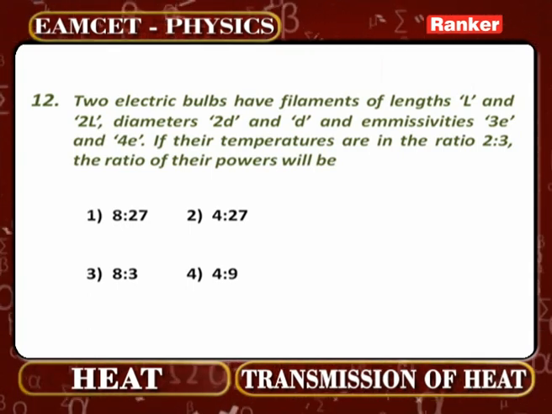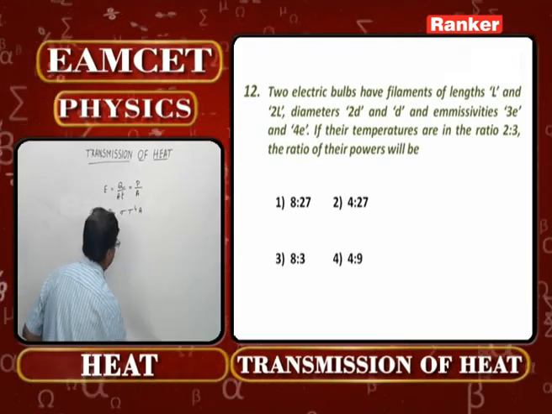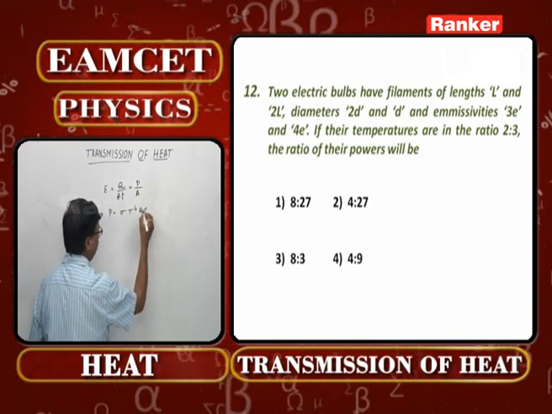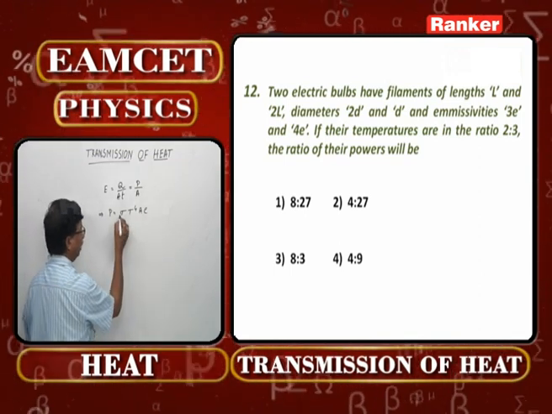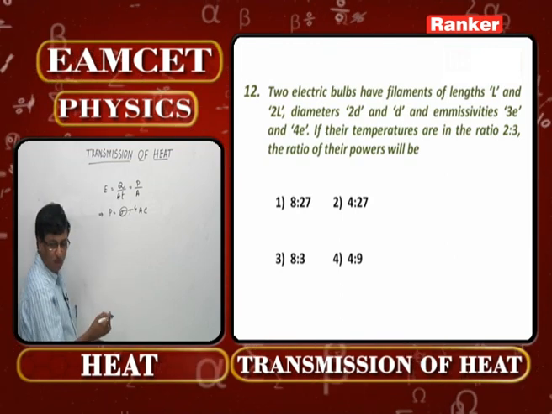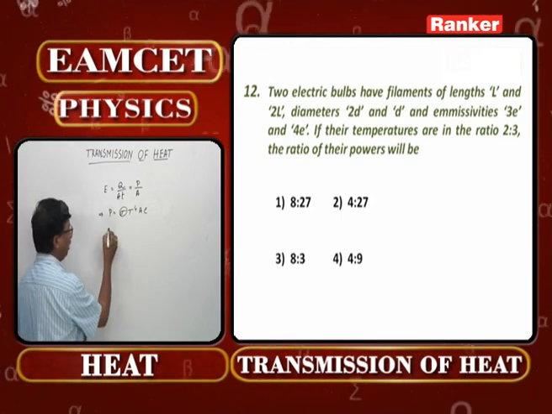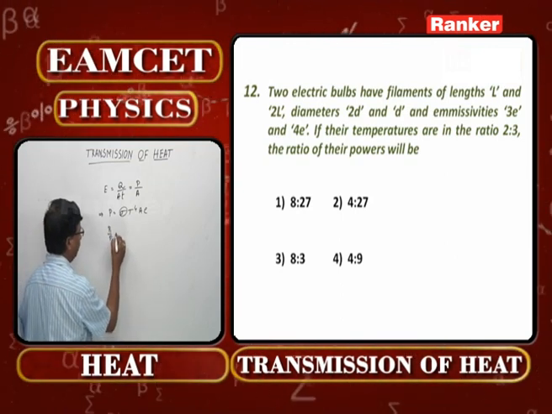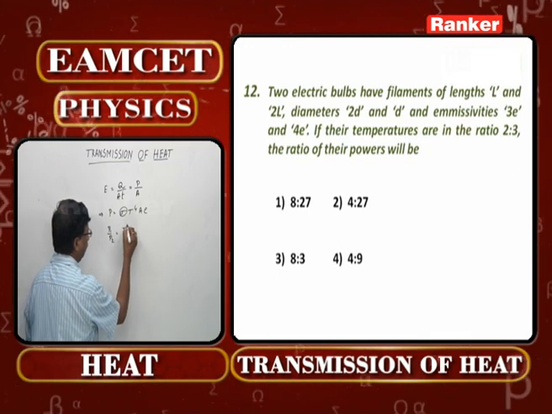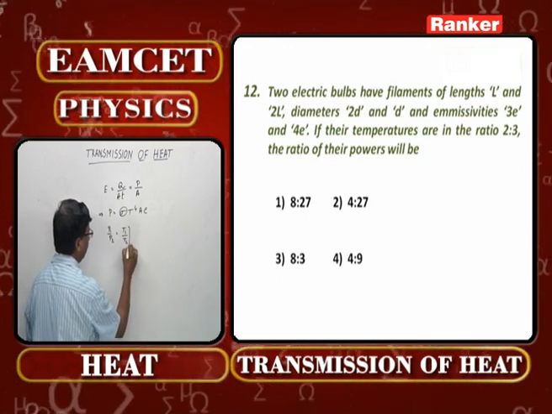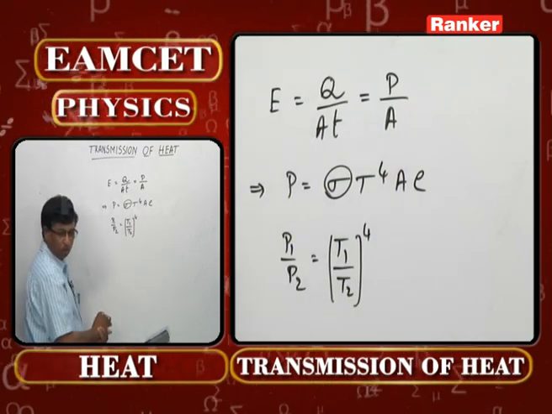Once again, take up the same formula for power as such. But in addition to this, emissivity also should be taken up. So sigma is anyhow constant, we know. So we can write P1 by P2 is equal to T1 by T2 whole power 4. That is one area you have to take up.